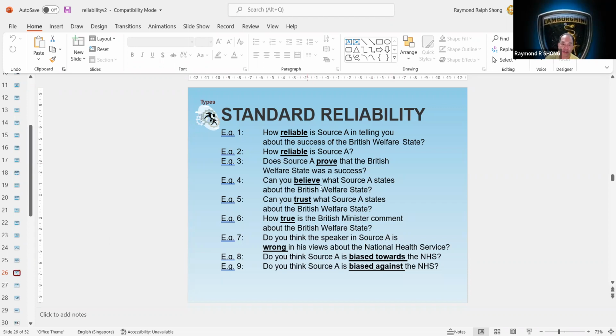Now, let's move on to standard reliability: how reliable is source A in telling you about this? Then you prove, okay. Can you just use your handphone to take a picture of this one here? These are all the words used for reliability, okay? Use your handphone or screenshot and paste it into Microsoft Word. Then later you can save it, okay? You never know what the O-levels will come up with during the exam. What kind of funny words?